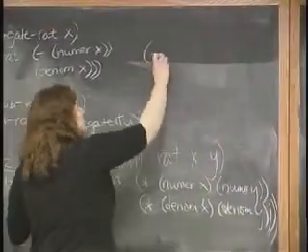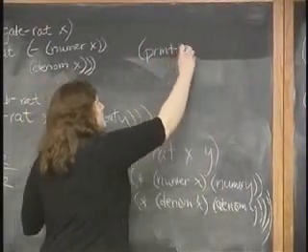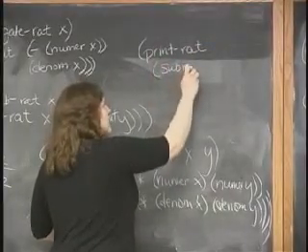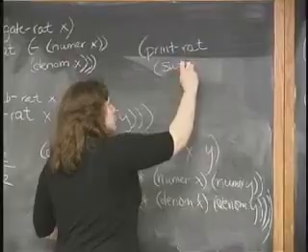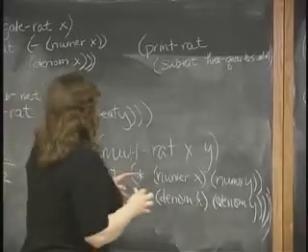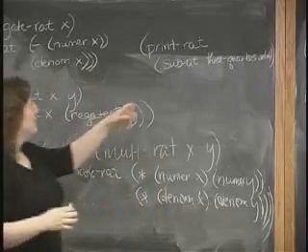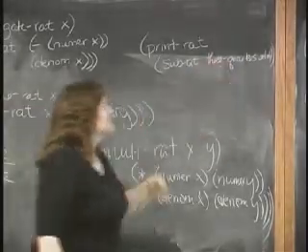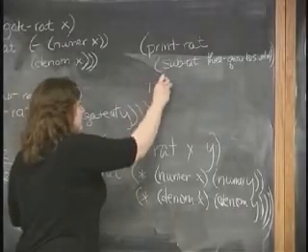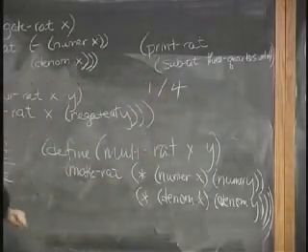We could also say, similarly, print rat subrat, and so on. So we subrat 3/4, 1/2. We're going to get what printed? 1/4 will be printed.